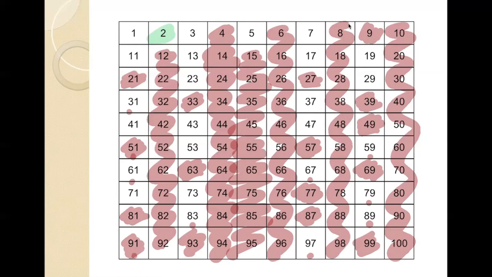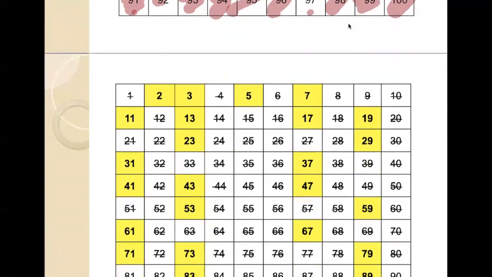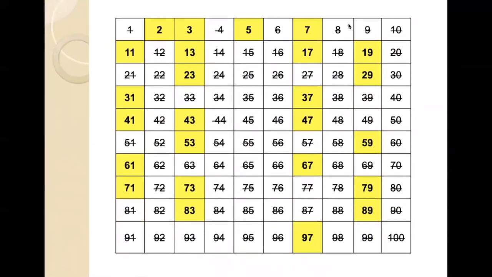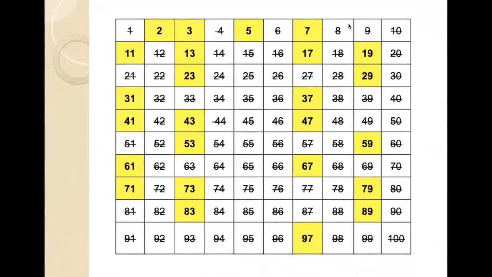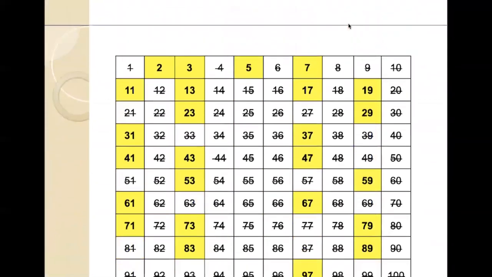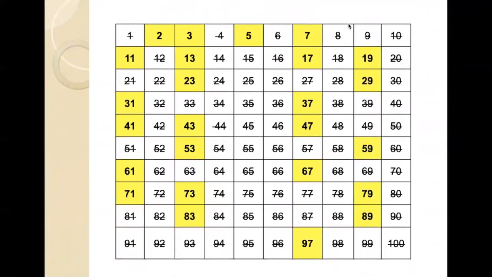All right, so now we're left with these numbers. Now these numbers have only got 2 factors, themselves and 1, and that's really important that you remember. So prime numbers have only got themselves and 1. Here we go, here's our final list. And hopefully I didn't miss any. Did I miss any? No, thank goodness. Pass the test. Right, so those are your prime numbers.